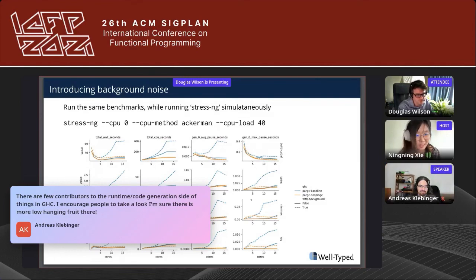And address in the chat. Would you like to repeat the comment, or I can read it for you? I can do it. I will paraphrase it. So I think in general, GHC attracts contributors that are focused on the type system and the high-level features. And so that means there are few people that contribute to the runtime system and to the code generation.